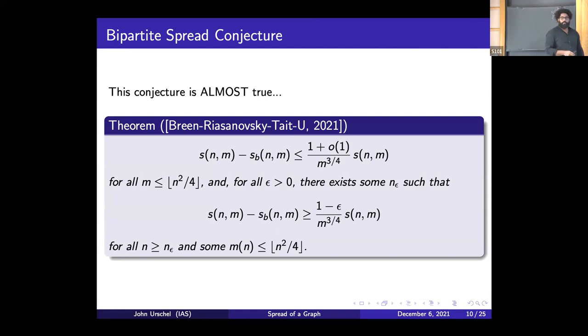So first, looking at this bipartite spread question, it turns out that what they thought was true is actually almost true, but not quite. This is true up to some lower order term, particularly one over the size to the power 3/4. The number of edges is m, and the number of vertices is n. And this is actually tight: you can find examples of m and n, in fact infinitely many, where a bipartite graph is not optimal, and how far away it is from optimal is actually of the same order up to a constant.